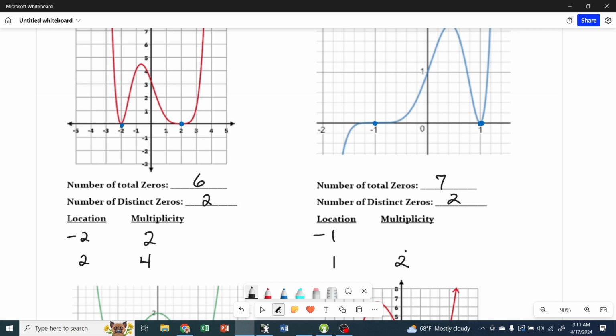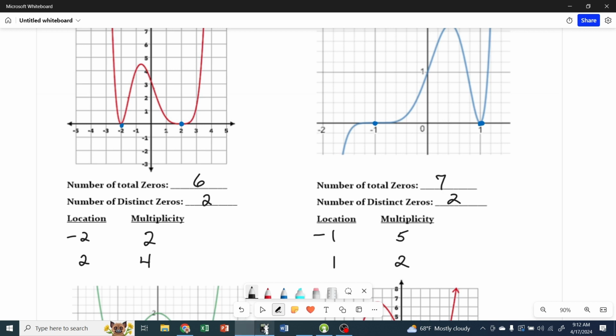It's got to be even, right? Because it's a bounce. At negative 1, this is what we would consider a slash. It's flattened here, right? It's very flat. So we would say the multiplicity of this is 5.